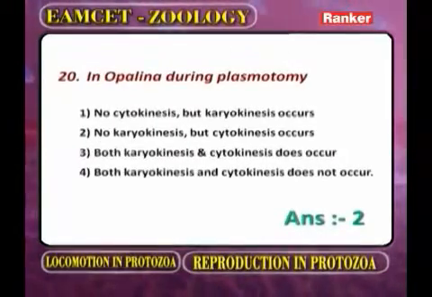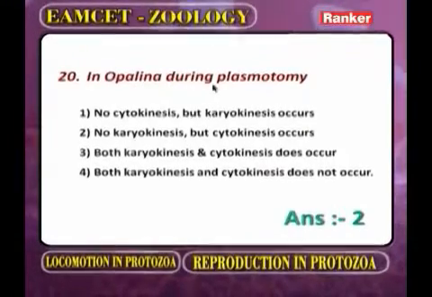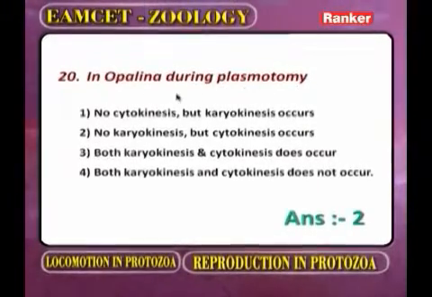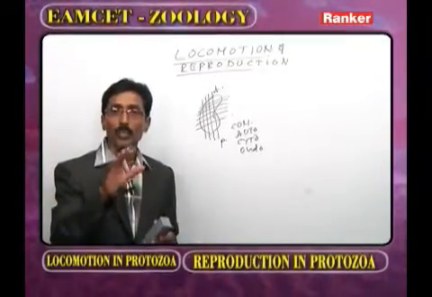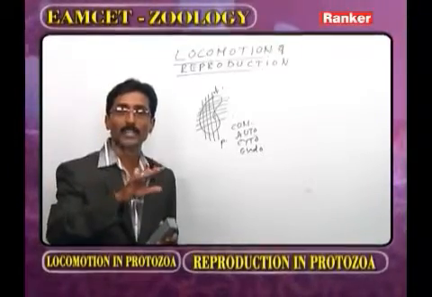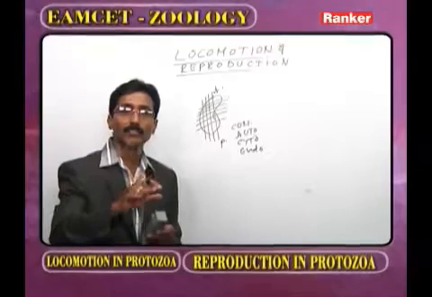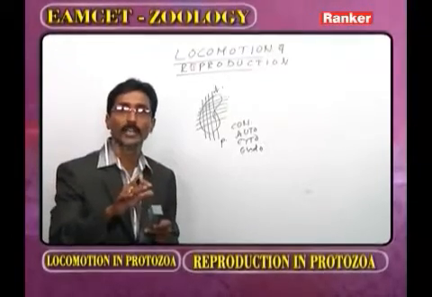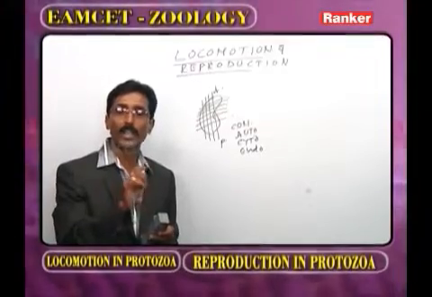In opalina, again repeating, during the plasmatomy, plasmatomy is the method of asexual reproduction. Opalina come under the superclass Opalinata. Already we discussed regarding this one. What is meant by plasmatomy? It is a method of asexual reproduction. During plasmatomy, only cytoplasm divides. The division of cytoplasm we call cytokinesis. The division of nucleus we call karyokinesis. Here in the plasmatomy, only cytokinesis but not karyokinesis.